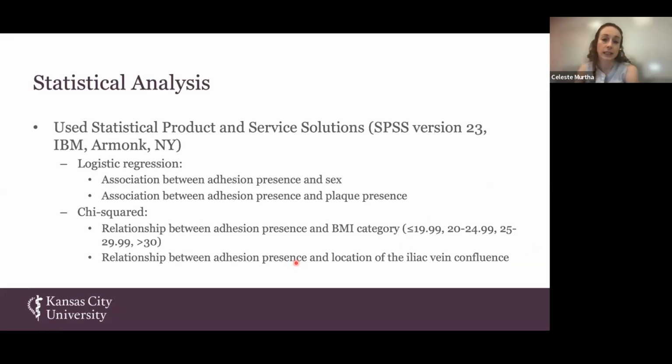In terms of statistical analysis, we used SPSS to conduct the analyses. Logistic regression was used to assess the relationship between adhesion presence and sex, and also the relationship between adhesion presence and plaque presence. And then a chi-squared analysis was used to assess the relationship between adhesion presence and BMI category, and adhesion presence and the location of the iliac vein confluence.